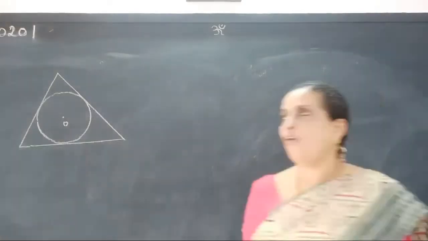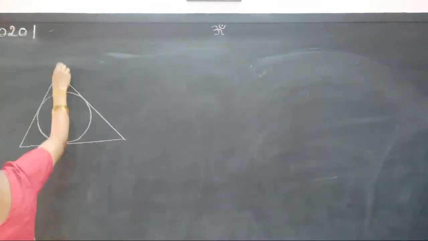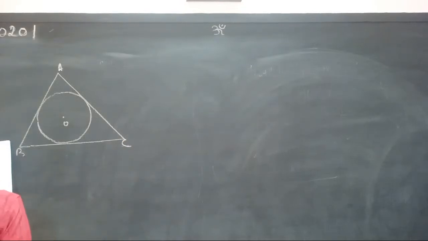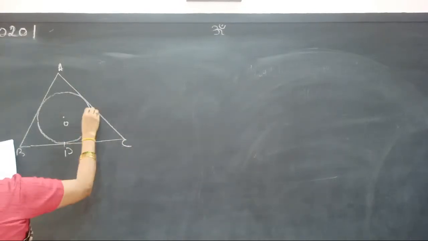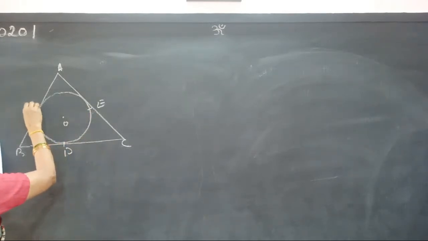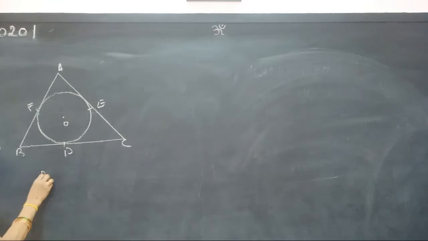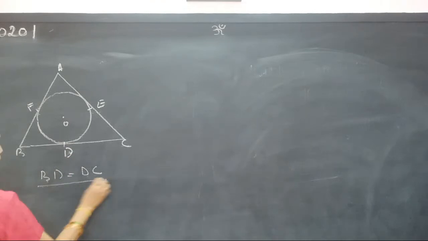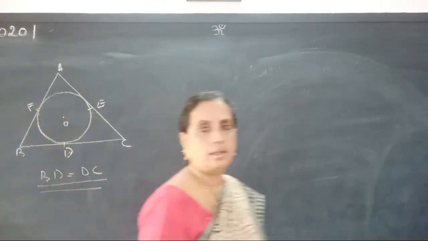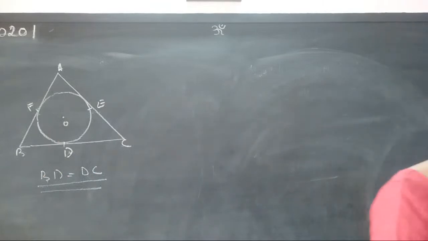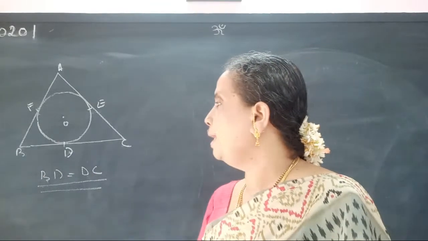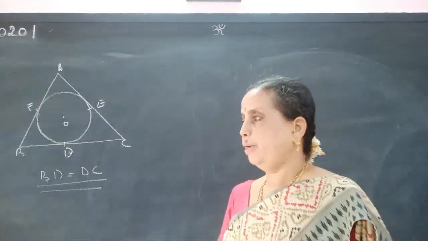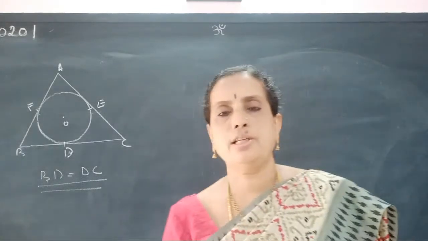The incircle of an isosceles triangle where AB equals AC touches the sides at points D, E and F. Prove that BD equals CD, that is, BC is bisected at the point of contact. So the alternate way of asking the question is: prove that BC is bisected at the point of contact. Based on this, you have a 4 marks question in the textbook also.